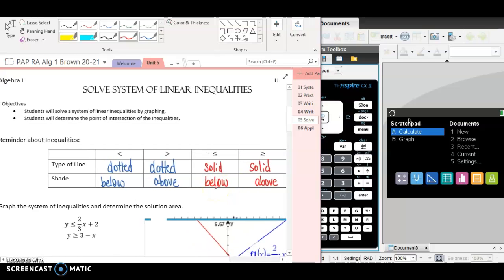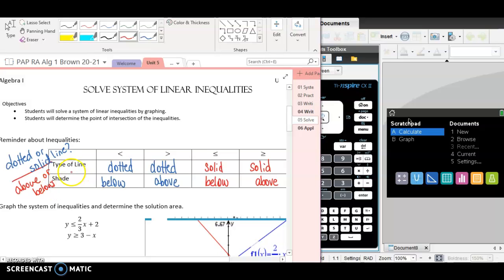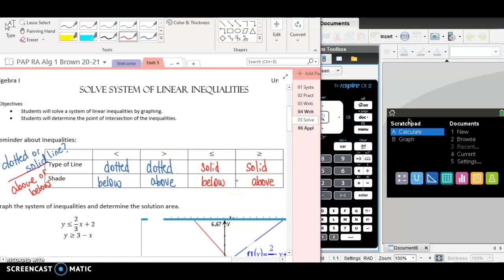Okay. So we have to determine, is it going to be a dotted or solid line? It's the first thing you need to do. And then are we going to shade above or below? And all you have to think is if it's greater than, it's going to be above, and if it's less than, it's going to be below. Okay. So we have a couple of inequalities here.